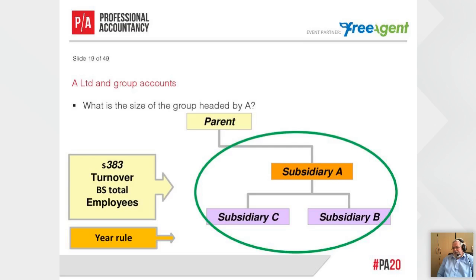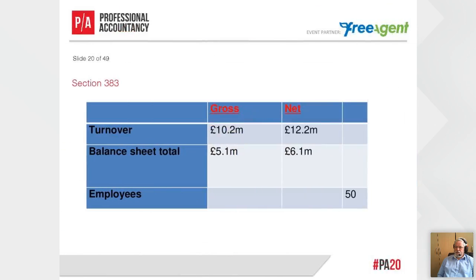So looking first of all at the small group, the requirement would be if subsidiary A is a small parent, that means that fundamentally it heads a small group, then it gets the exemption automatically. Now, what determines a small group, I'm not going to go into in detail, but you need to satisfy 2 out of 3 between turnover, balance sheet total and employees, and also satisfy the requirements of the years rule.